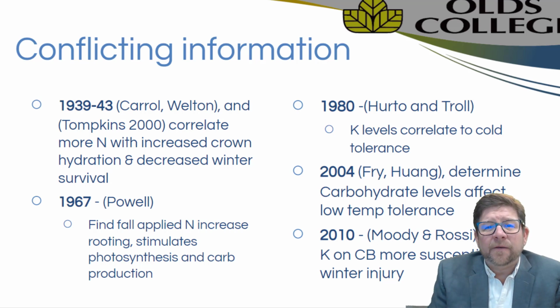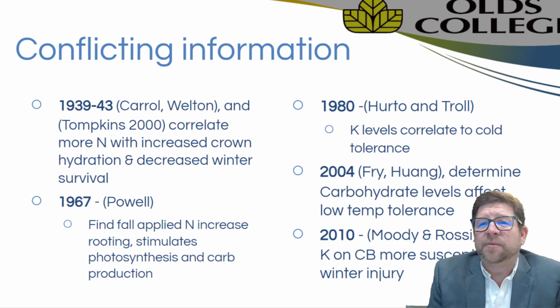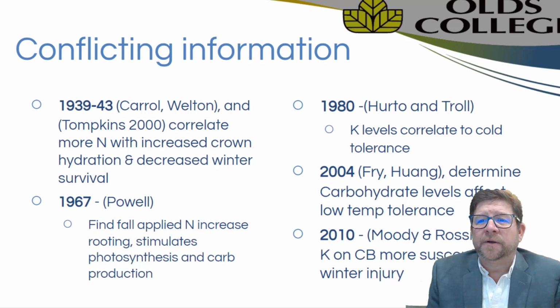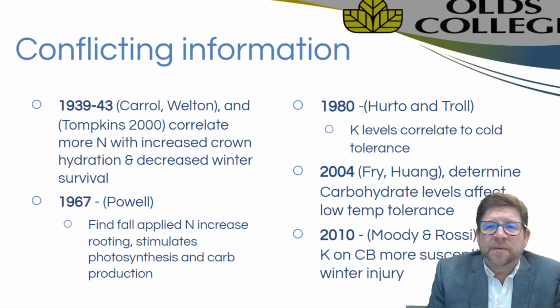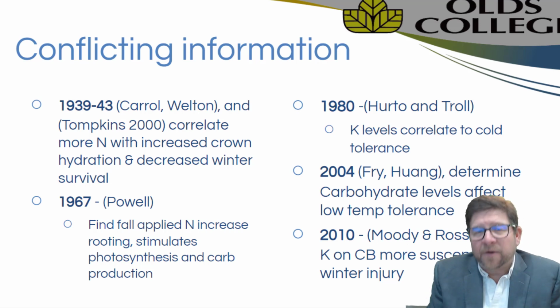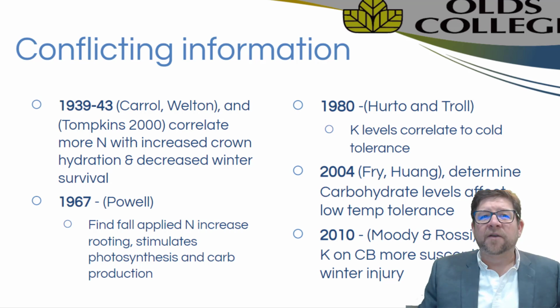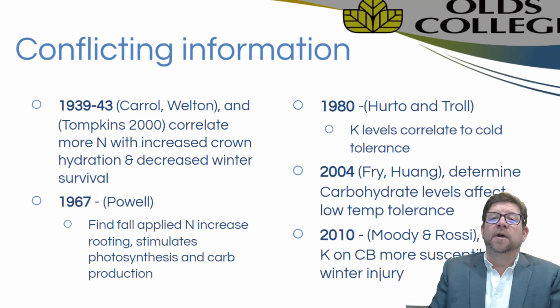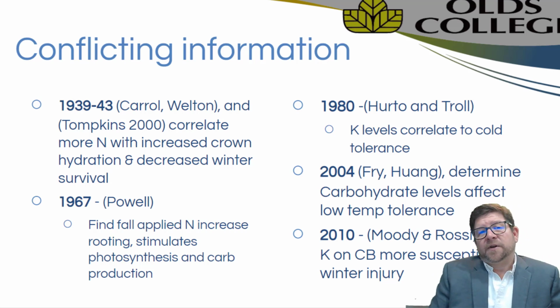In 1980, research was done that determined potassium levels were correlating to cold temperature tolerance, which had, of course, set the ball rolling. Well, maybe nitrogen and potassium work together. And looking at both carbohydrate and low temperature tolerance and our susceptibility to winter injury, the most recent research, aside from our own, was to examine the effects of granular applications of nitrogen and potassium on survival and spring green-up of our turf.